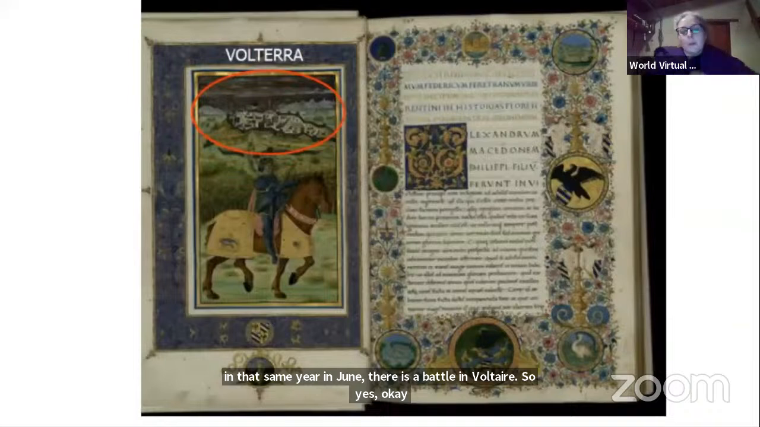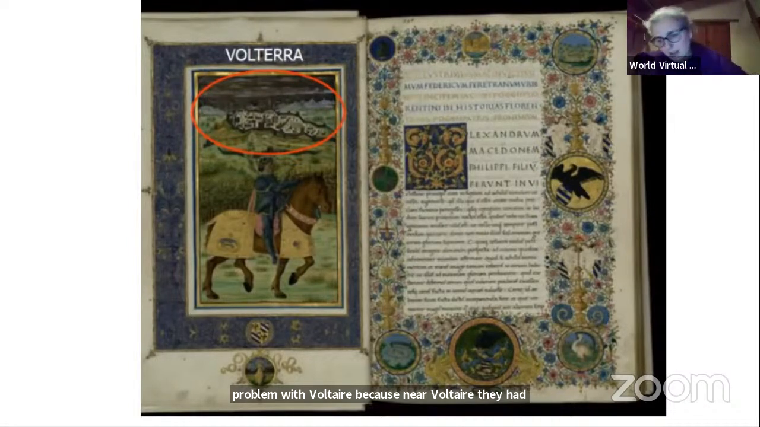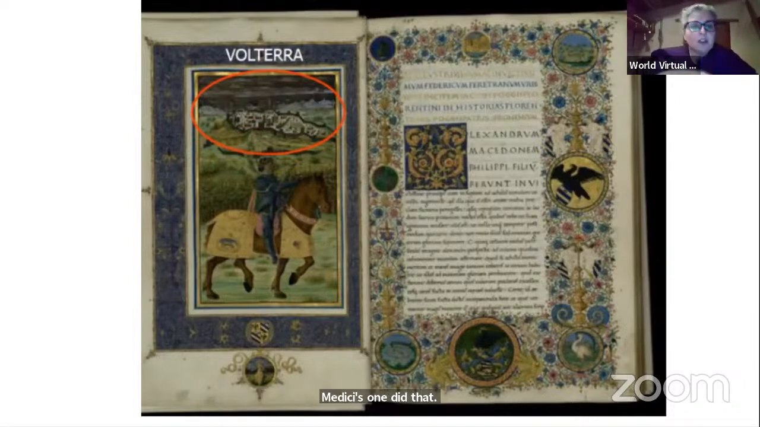But in Volterra, the Medicis in Florence had asked Federico da Montefeltro, since he had this army and he was a condottiere. The Medici said, okay, Federico, we have a problem with Volterra, because near Volterra they had discovered some mines with very important minerals, but Volterra wanted to keep them, of course. And so the Medicis wanted that. And so Federico leads a very successful army against Volterra, but it deteriorates into lootings and rapes.